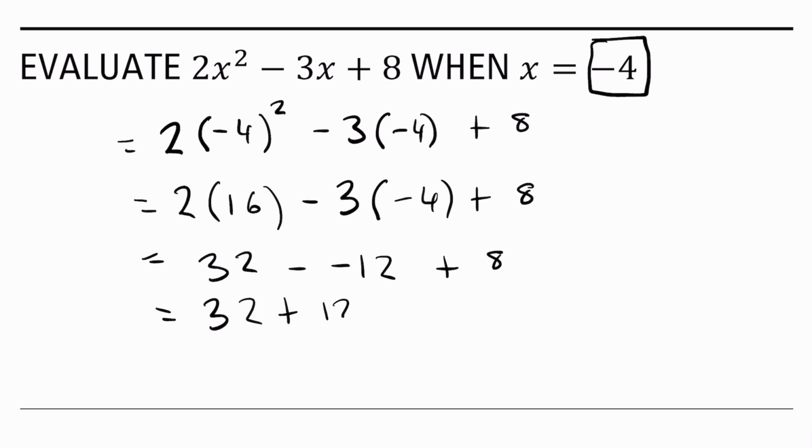So 32 plus 12 plus 8. From here, whatever way you want to calculate this, whether you want to use a calculator or line this up in columns, 32 plus 20, so we end up with 52. The 20 was because I added 12 and 8 together.